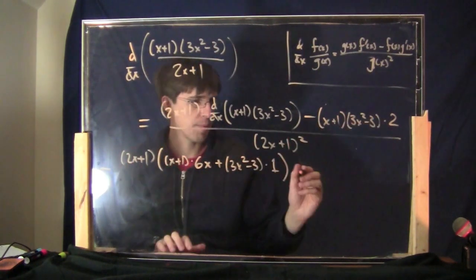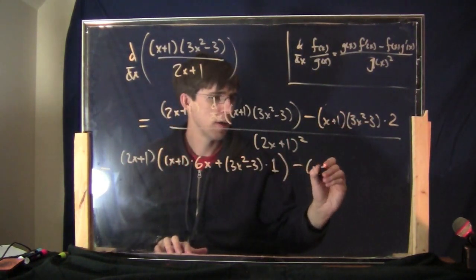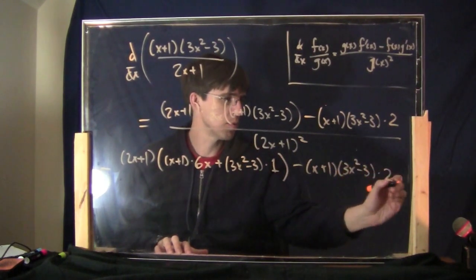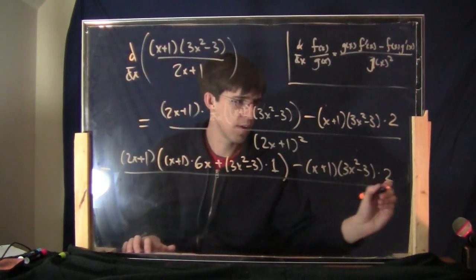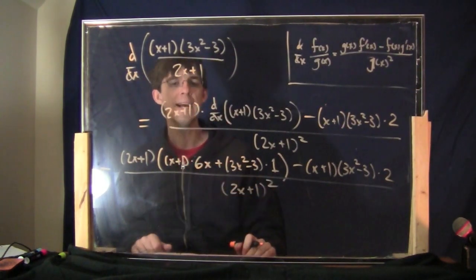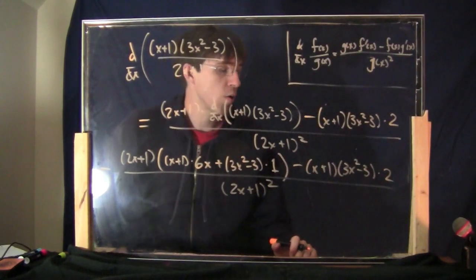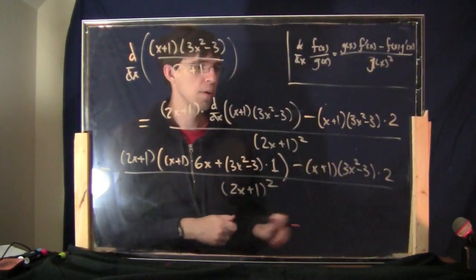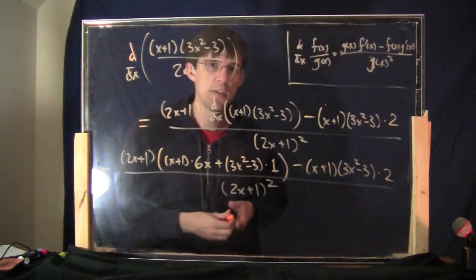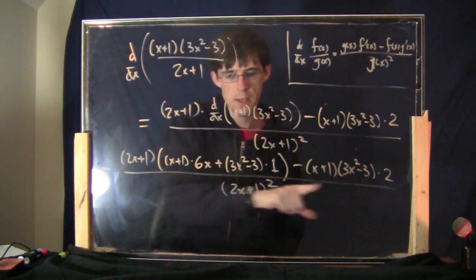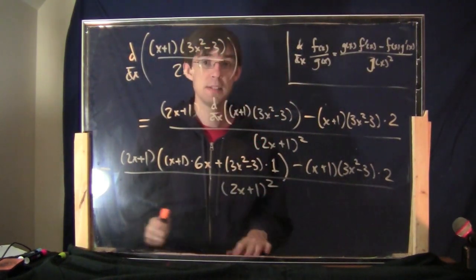Other than that, I'm just copying, so everything else is the same. x plus 1, 3x squared minus 3 times 2, right? And then divide everything by 2x plus 1 squared. And that's the answer. It's a little bit long-winded as usual. If you had some kind of a reason to, you could simplify this if you want to, but I don't think there's any reason to do that. The derivative of this crazy quotient with a product inside is that big thing. That's it.